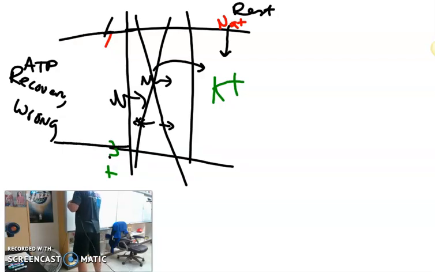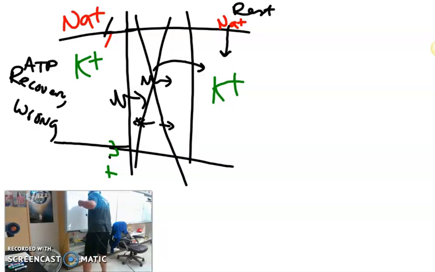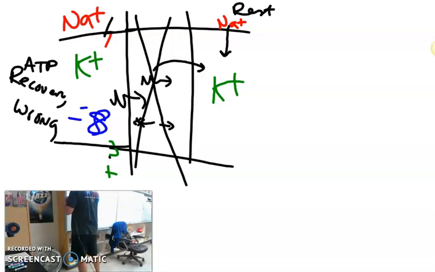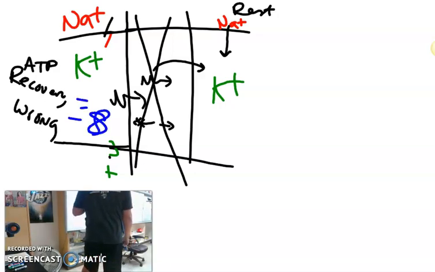So now what we have over here is we have Na+ back where he belongs. We have K+ back inside where he belongs. My protein's in here. He never really leaves. And I can fire again.